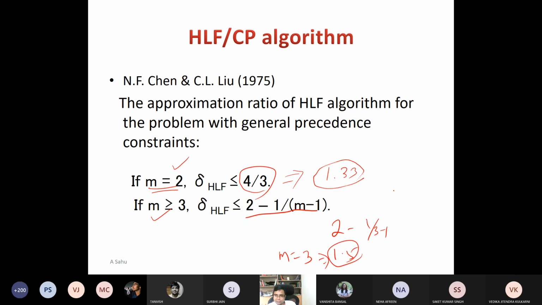So which one is better? For m equal to 2, it is 1.33. So for the m equal to 2 case, it goes up to 1.33 approximation, and for m equal to 3, it can go up to 1.5. Suppose m is equal to 5. If you put m equal to 5, then what will happen?